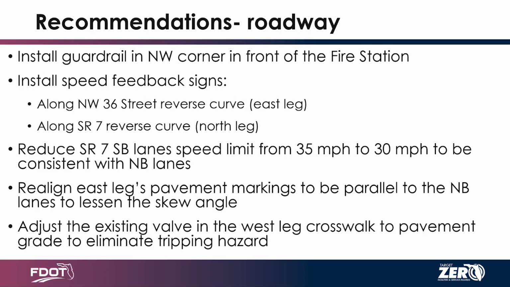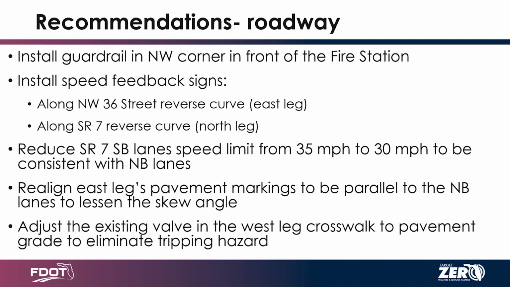They recommended installing speed feedback signs because there was evidence of high speeds in the off-peak hours approaching the intersection, and reducing the speed limit. For SR7, the southbound lanes had a higher speed limit than the northbound lanes, so they just recommended to reduce it. So we have similar speed limits for the same length of roadway, so drivers' expectations are the same.